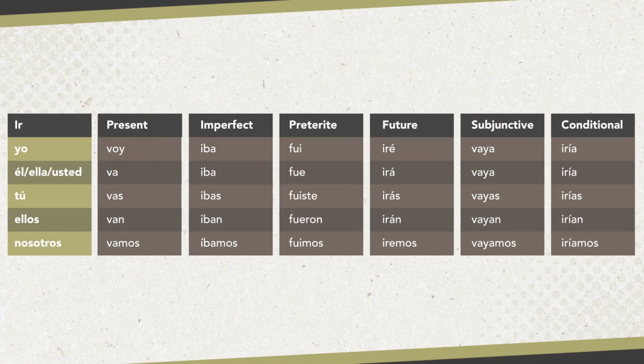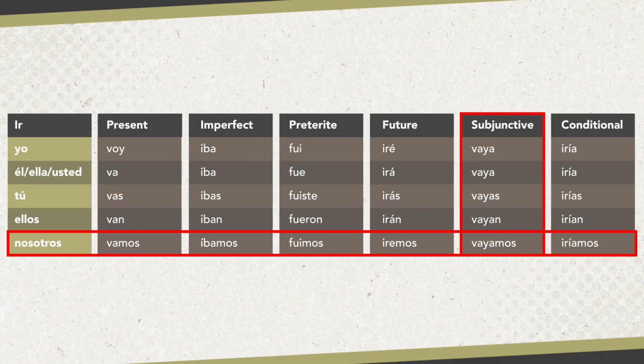But there is another verb that is a huge exception, the verb ir, which means to go. So let's say that you want to say, let's go. And we're going to try to follow the rules that we followed in all the other verbs. So we're going to go to the conjugation table, and we're going to find the subjunctive for the nosotros form. And here we find vayamos.